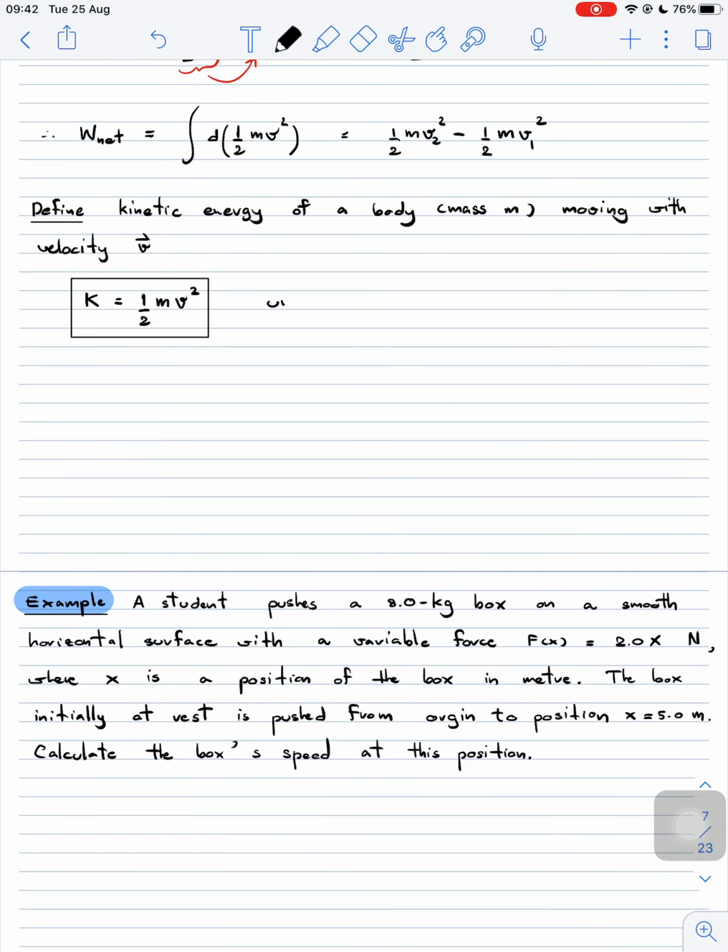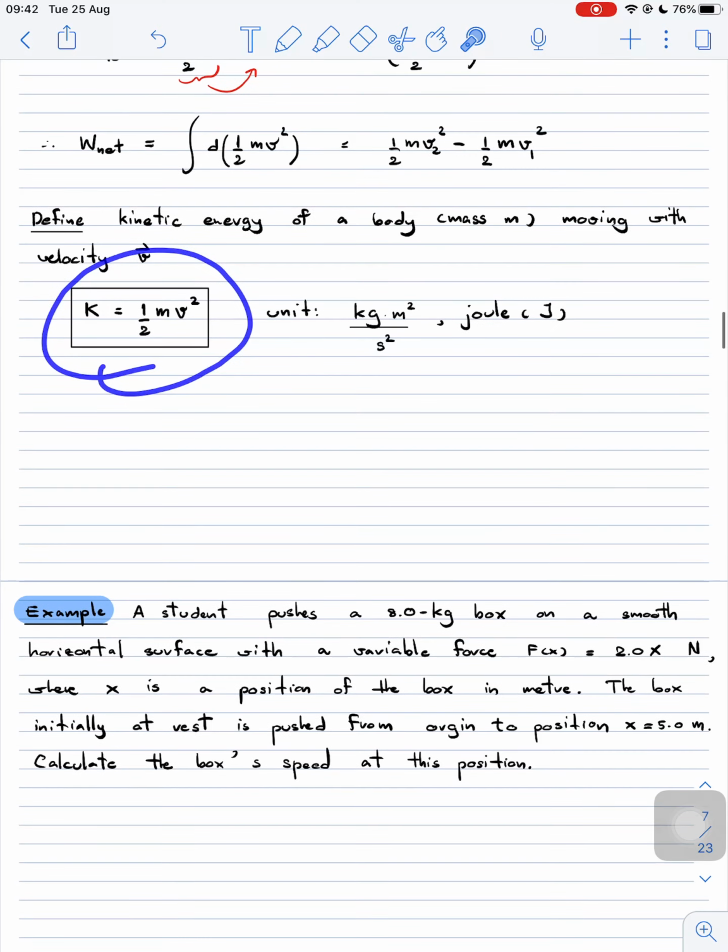Then for the unit, you can see the mass is kilogram and v is velocity, meter per second. But now we have v square, so it's going to be meter square over second square, which is equal to joules, or we use the symbol capital J. Then this will be the definition of the kinetic energy.